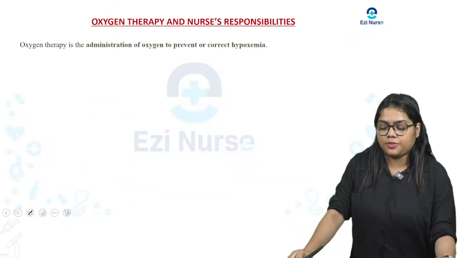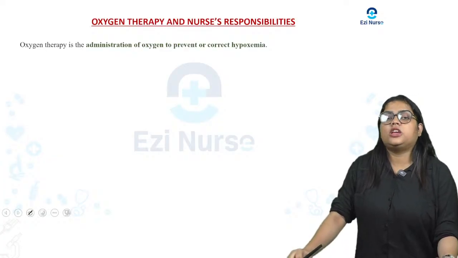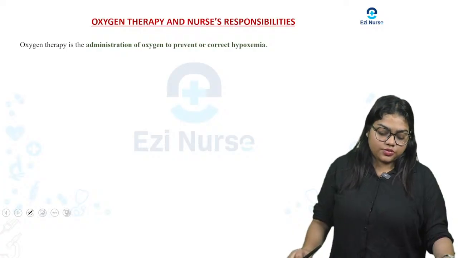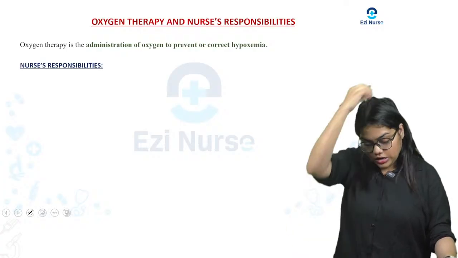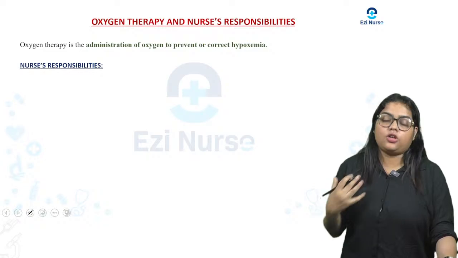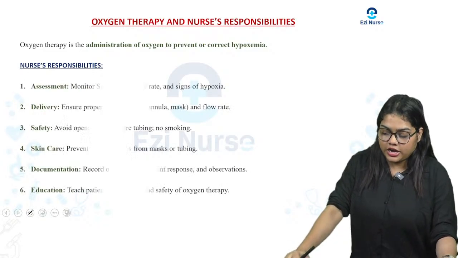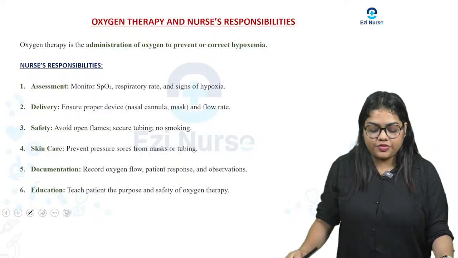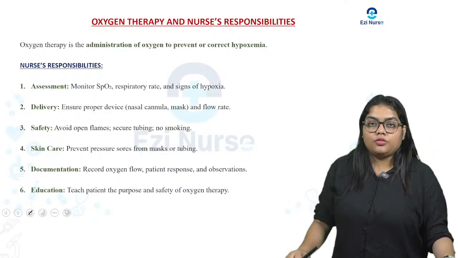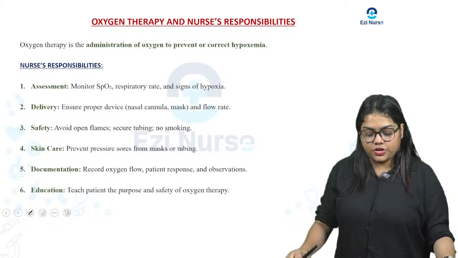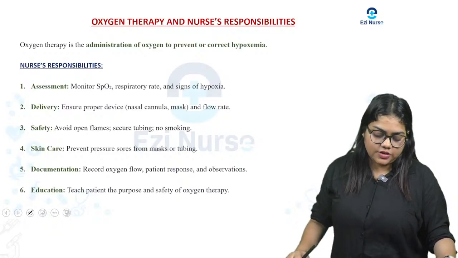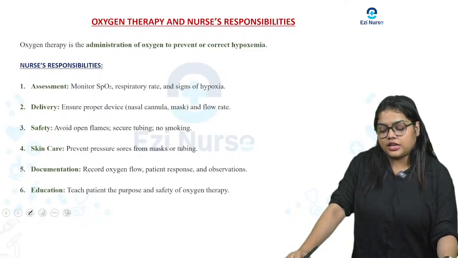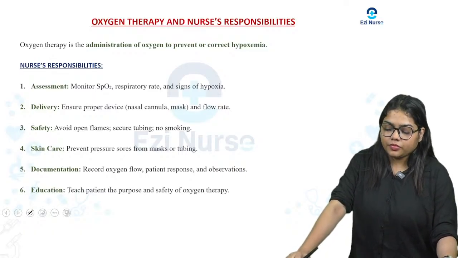Next is oxygen therapy and the nurse's responsibility. If we are giving oxygen therapy to a patient, what are the things we have to maintain? Oxygen therapy is the administration of oxygen to prevent or correct hypoxemia. The nurse's responsibility includes assessment, which includes monitoring oxygen saturation, respiratory rate and signs of hypoxia. For delivery, we have to ensure the proper device, such as nasal cannula or mask, and the flow rate.